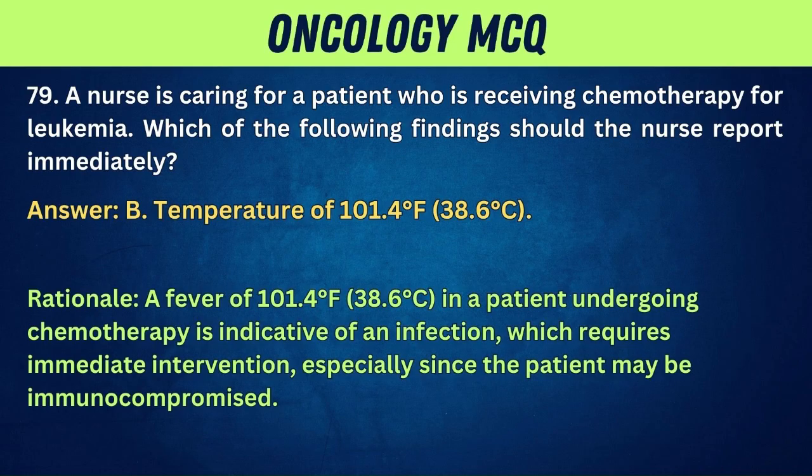Temperature of 101.4 degrees Fahrenheit, 38.6 degrees Celsius. Rationale: a fever of 101.4 degrees Fahrenheit, 38.6 degrees Celsius in a patient undergoing chemotherapy is indicative of an infection, which requires immediate intervention, especially since the patient may be immunocompromised.